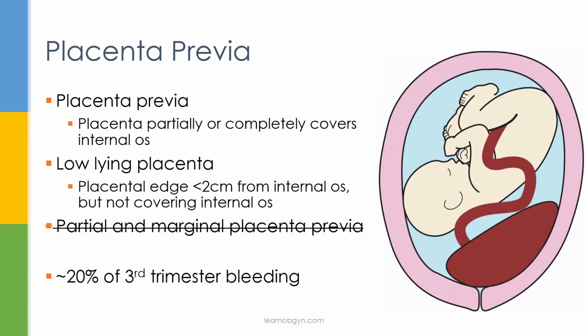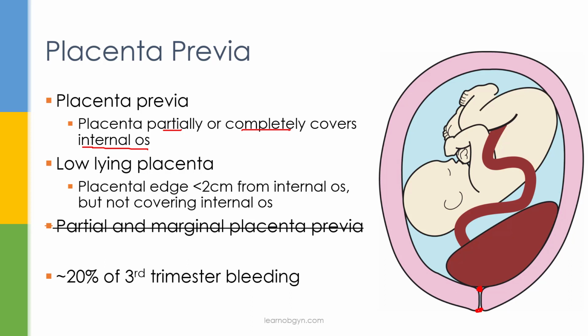Now let's move on to our next condition, placenta previa. In a placenta previa, the placenta is either partially or completely covering the internal os. The internal os is right here. This is the inner opening of the cervical canal, as opposed to the external os, which is what you see when you do a speculum exam.